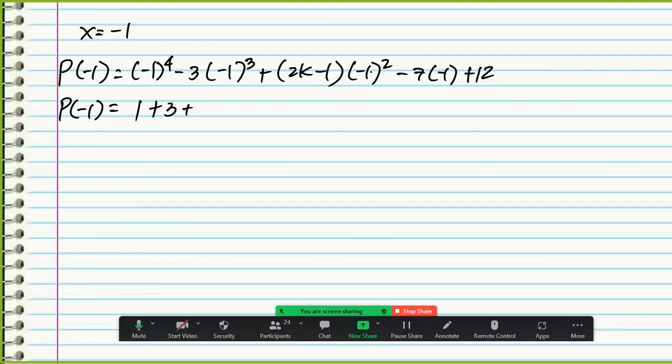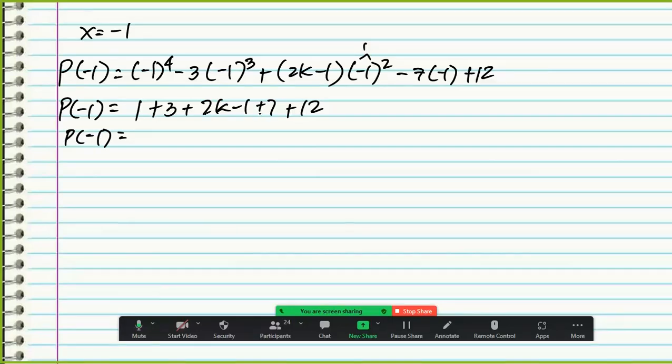Kasi ito yung negative 1 na lang. Negative 1 raised to the 2nd power, that's 1. Okay? It will not affect the expression 2k minus 1. Negative 7 times negative 1, positive 7. Added by 12. So P of negative 1 equals 1 plus 3. So 1 plus 3 is 4. Then added by 7, we have 11. Added by 12, we have 23.